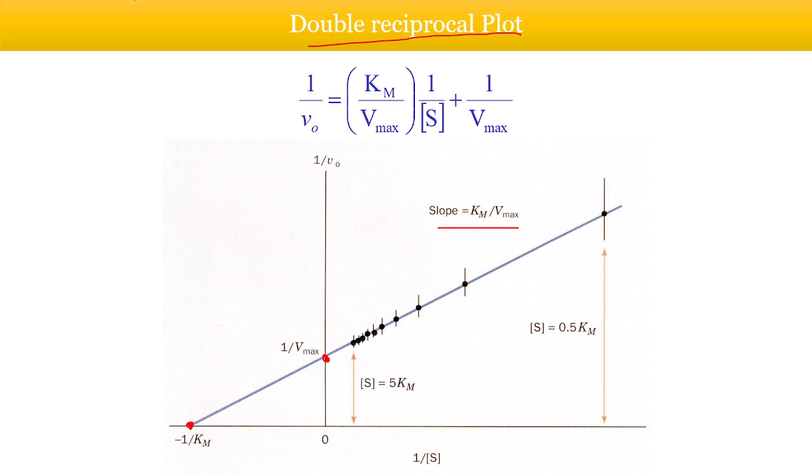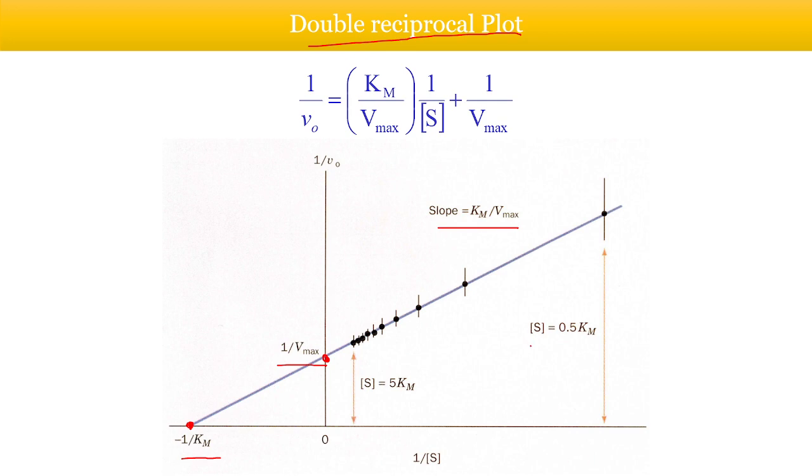So from the Michaelis-Menten equation, why do we call it double reciprocal? Because we are reciprocating the entire equation and then framing the equation in a manner such that we can get a straight line, and from there what information can we get? We can get the Km value from the x-intercept, we can get the Vmax value from the y-intercept, and finally we can get the Km by Vmax value from the slope. Or if we find the slope, we can find either of these.